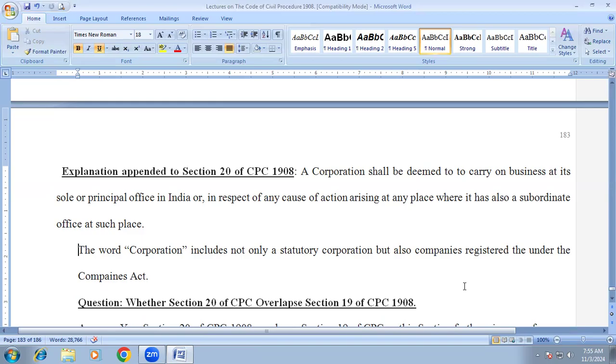In this case, the corporation includes not only a statutory corporation. Statutory corporation means a corporation which has been enacted by a statute. Let us take an example of Reserve Bank of India, LIC of India. These are statutory corporations. The word corporation not only includes a statutory corporation, but it also includes the companies which are registered under the Companies Act 1956 or Companies Act 2013.